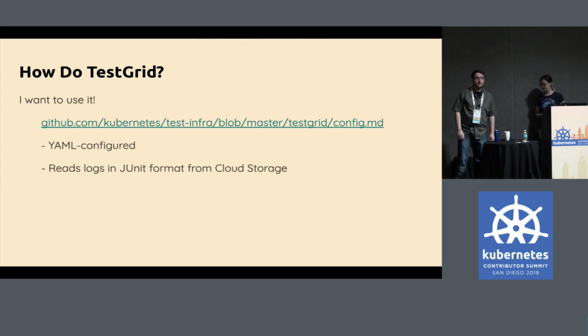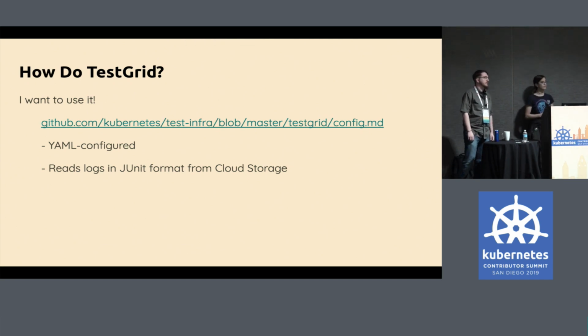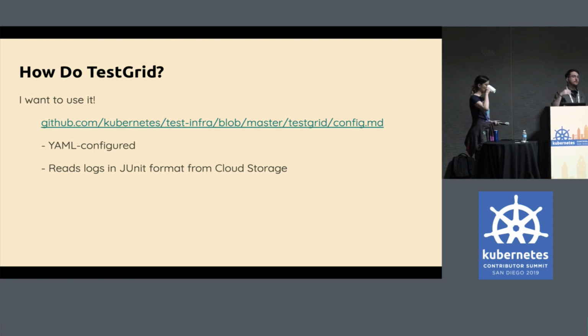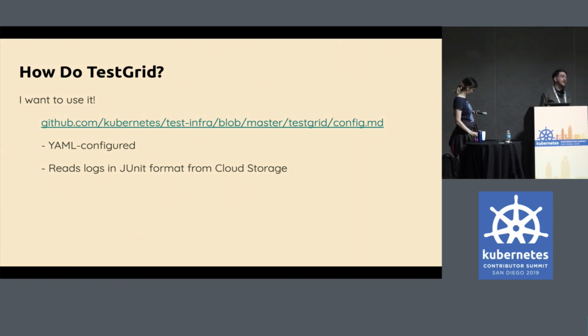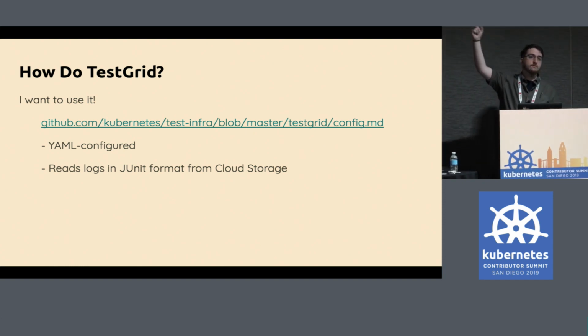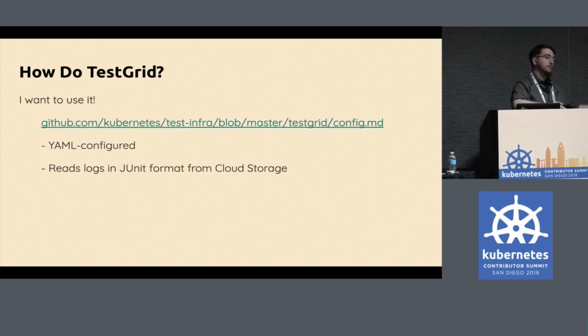Can everyone hear me okay? Perfect. So clearly this is incredible and amazing, and everyone wants to use it. So how do you do that? Well, we have a README. But effectively, what we have is a YAML configuration that describes, I want these dashboards, I want these dashboard groups and these dashboard tabs, and I'm going to point to this JUnit information, which shows where my logs are. So you just say, I want this test, and here's where the logs are. Please draw the pretty graph.